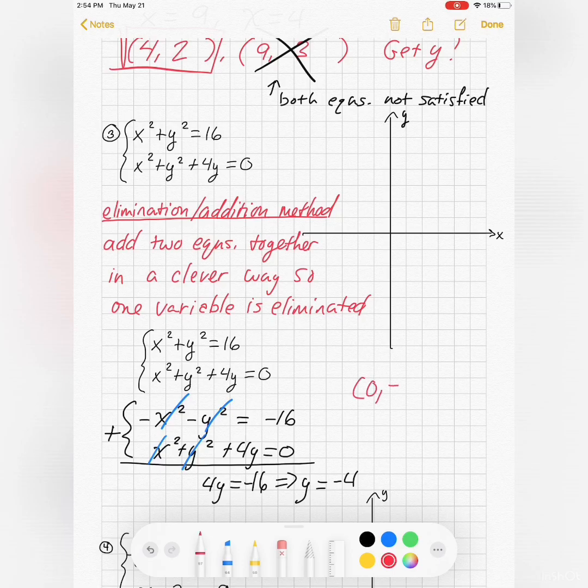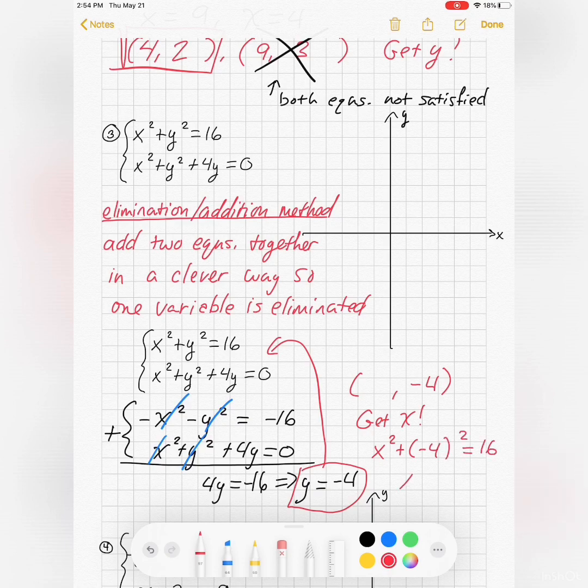So in this case, the first thing I've solved for is the y. So I have to still get the matching x. And to do that, I plug this y value in. I should be able to plug that in either equation and get the same result. If I try the top one there, x squared plus negative 4 squared is 16. X is 0. So there's my solution.